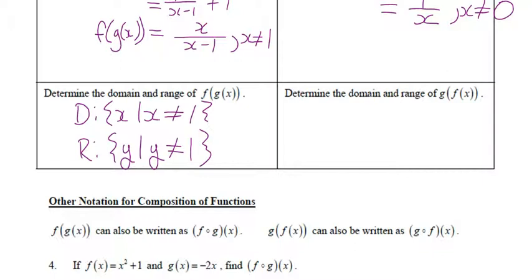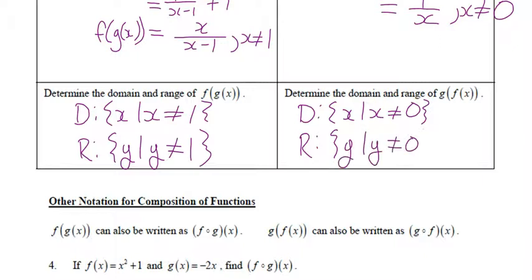Okay, and 1 over x, domain. And the range? This is easier, because x is on the bottom.